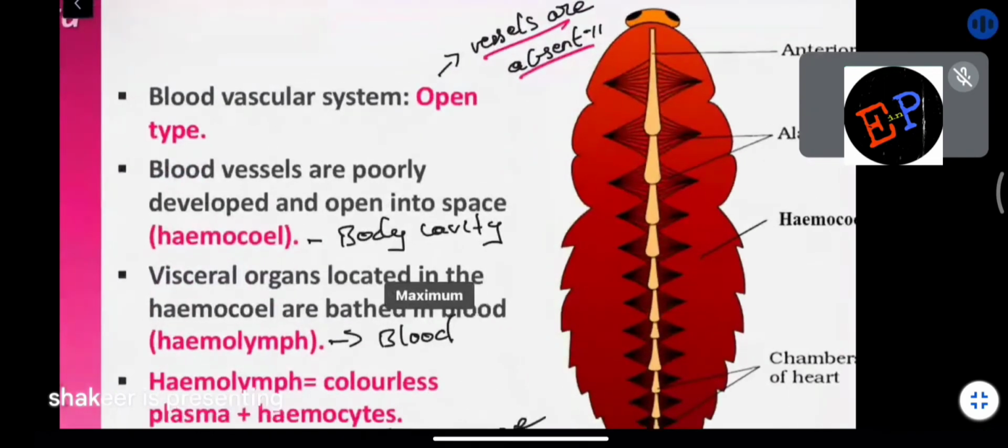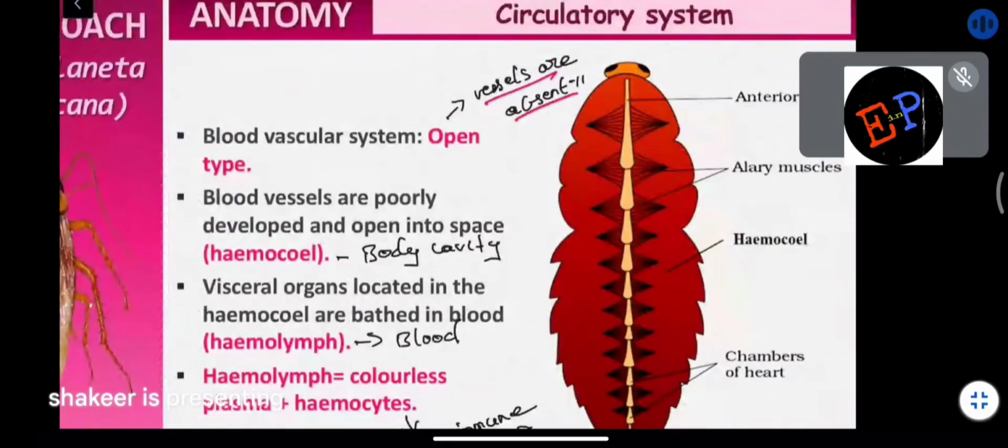So blood vessels are poorly developed and open into a space, which is called the hemocoel. This region which you are seeing here is called the hemocoel. So blood is thrown into these regions. That's it. Here blood vessels are not highly developed, they are poorly developed. Okay, so visceral organs. What is meant by visceral organs? The sensitive parts, heart, kidneys, lungs, all of them you can call visceral organs.